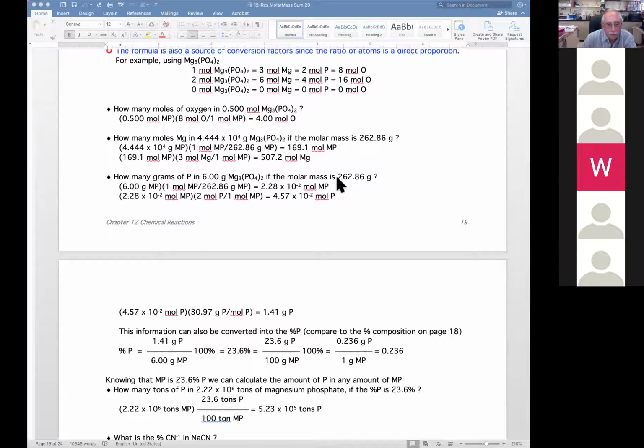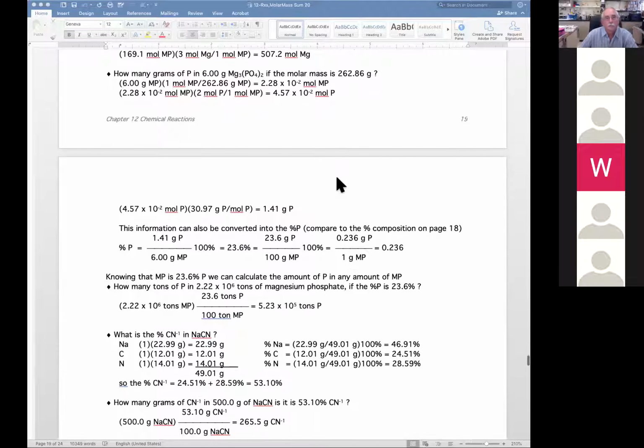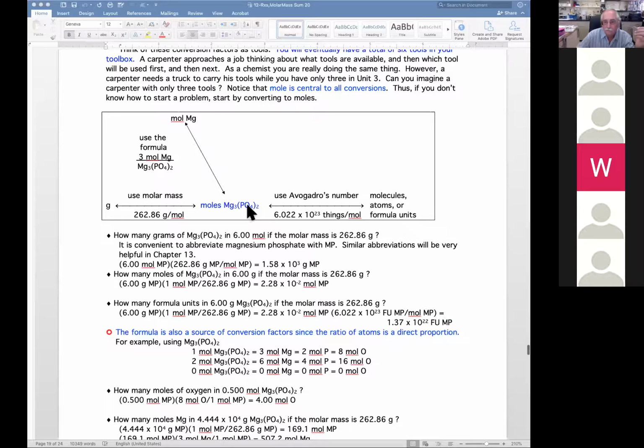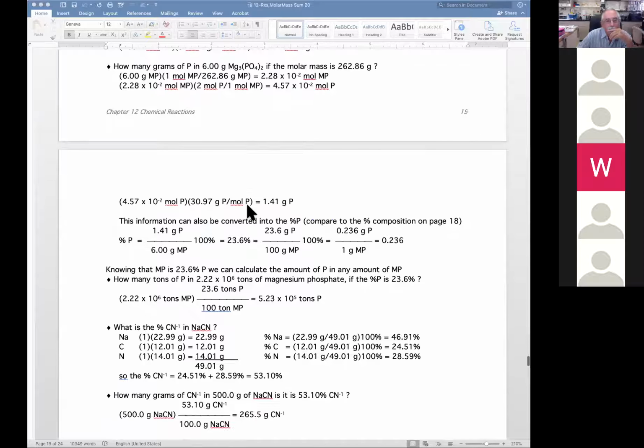So if we look at one of these more complex ones, like how many grams of phosphorus are in 6 grams of magnesium phosphate? Well, they're giving us the molar mass, so we don't have to calculate that. So I'm starting off with 6 grams of magnesium phosphate. What do I need to do with that? What if I don't know what to do? I simply go to moles. So I got to get from grams of magnesium phosphate into moles of magnesium phosphate, so I did that.